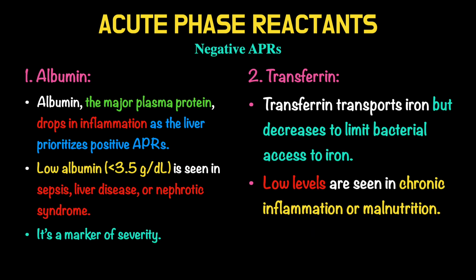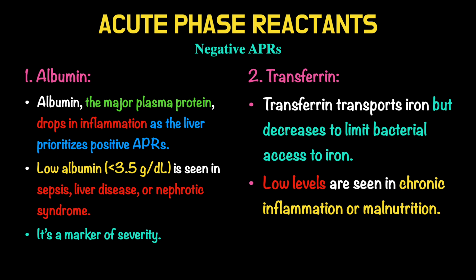So let's talk about negative APRs. Albumin is the major one. The major plasma protein that drops in inflammation, as the liver prioritizes positive APRs. Low albumin, less than 3.5 gram per deciliter, is seen in sepsis, liver disease, or nephrotic syndrome. It is a marker of severity. The differences between nephrotic syndrome and nephritic syndrome are taught in our renal pathology sessions. You can visit that too.